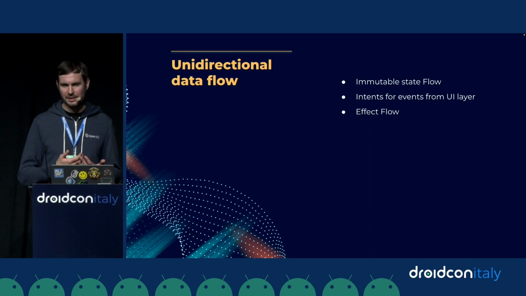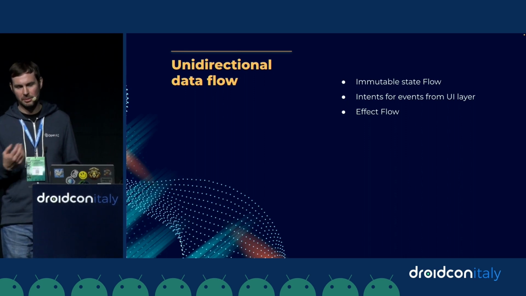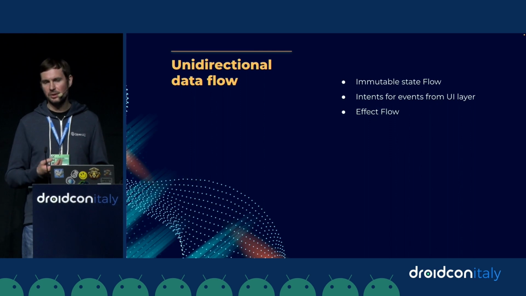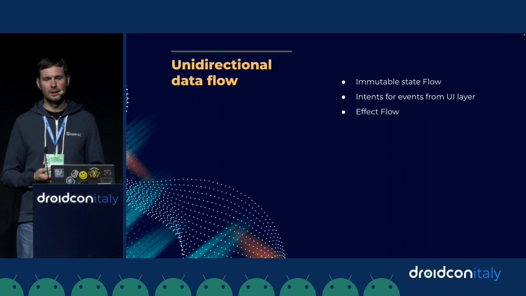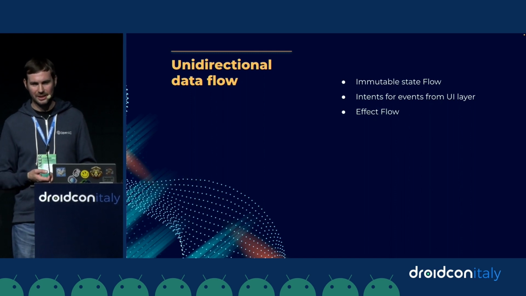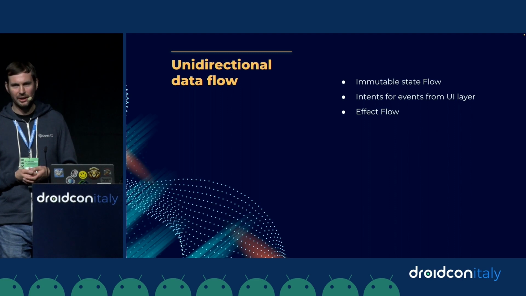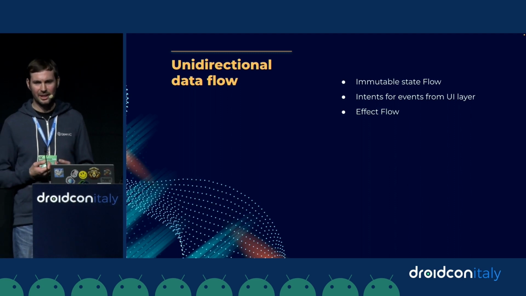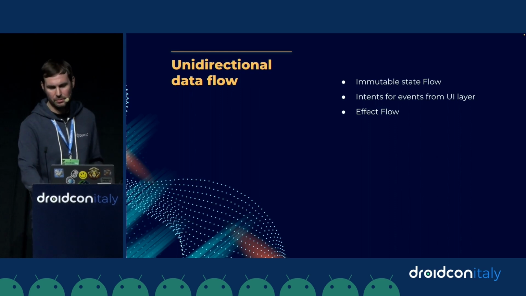So I mentioned effects, so it's something that ViewModel can send to the UI layer to, for example, display errors, to navigate to another screen, so something that only UI layer can do. And each ViewModel declares sealed interfaces for intents and effects. That way, we can ensure that Kotlin compiler can enforce that we handle everything explicitly and don't forget anything.